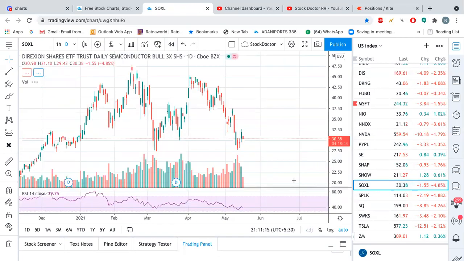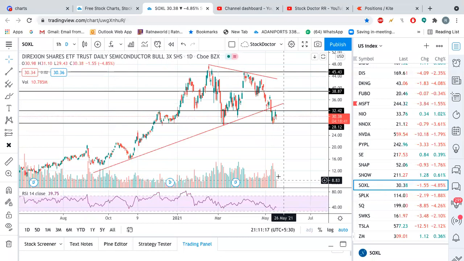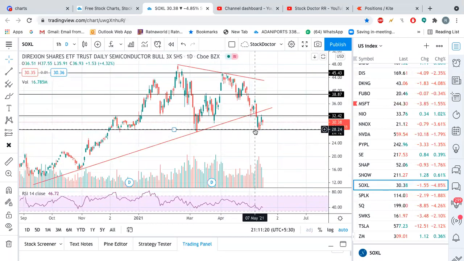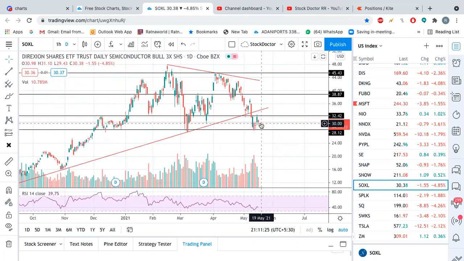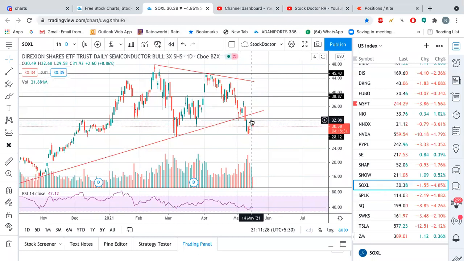The next stock is SOXL. So for the SOXL, I can see that SOXL had a very good support at $28 and it bounced back nicely from that. And it tried to touch the next resistance of $32 and it is trading in this channel now. So right now, I will not recommend to buy this stock. Either it should be a buy above 32.5 or once it comes toward 28, at that support, then we should buy this stock.